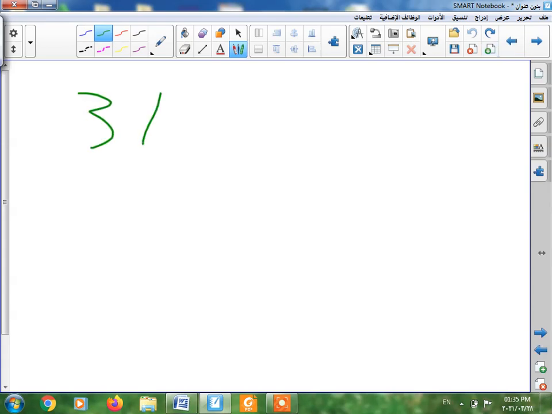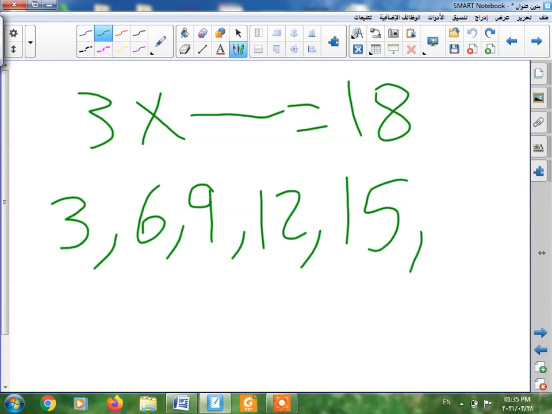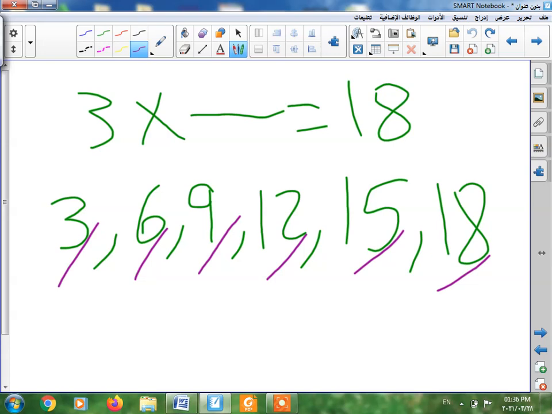3 times what equals 18? 3 times what equals 18? How many skipping 3 to arrive at 18? 3, 6, 9, 12, 15, 18. Count how many repeated. 1, 2, 3, 4, 5, 6. Then we repeated 3, 6 times to arrive at 18. We skip 3, 6 times to arrive at 18.